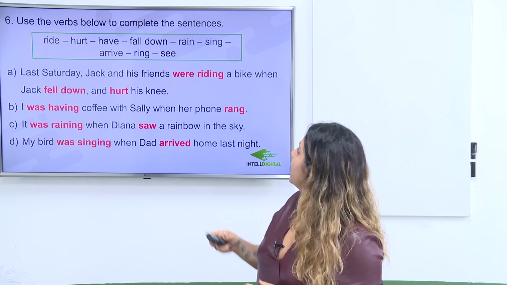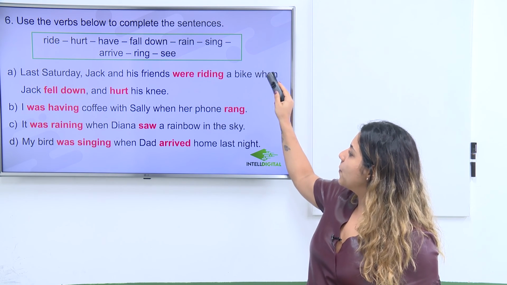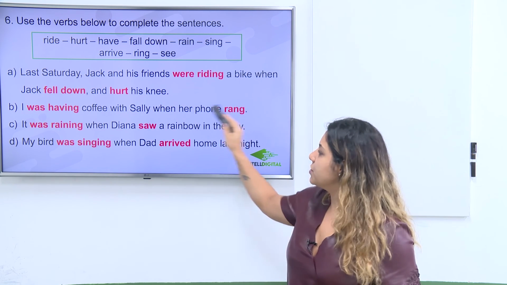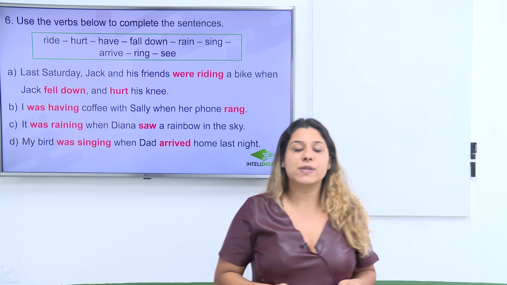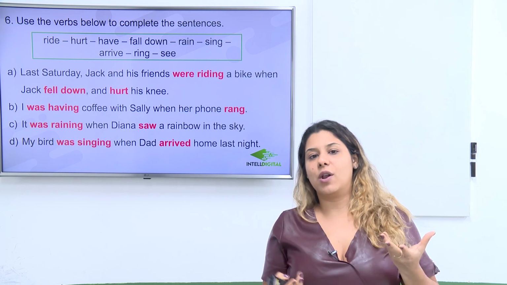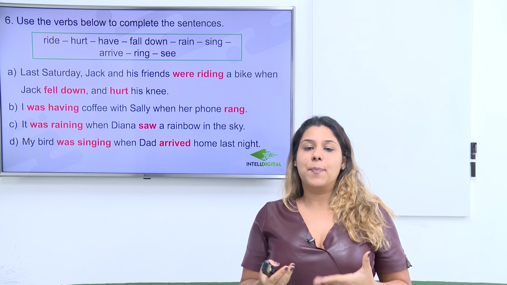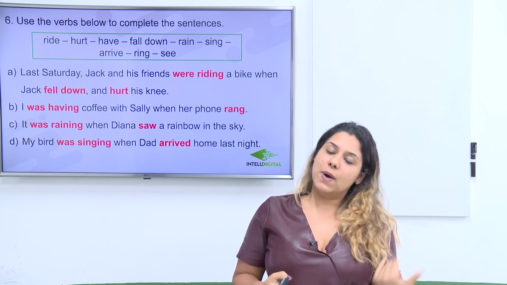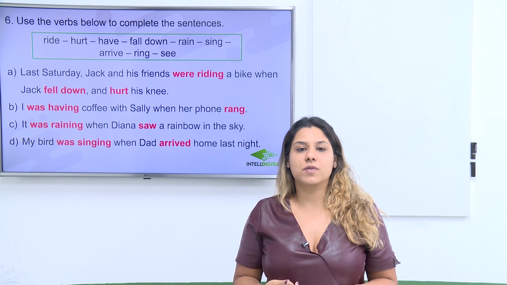E um detalhe importante, né? Se vocês repararam, depois de when, em todas as opções que a gente teve, né, a gente usou o simple past. Então, fica uma dica para vocês. Numa frase que tem o when, que eu tenho que colocar os dois tempos verbais, depois de when sempre é o simple past. E o antes de when vai ser sempre o past continuous.